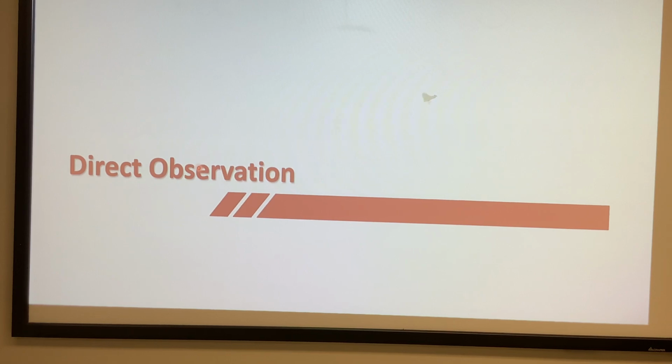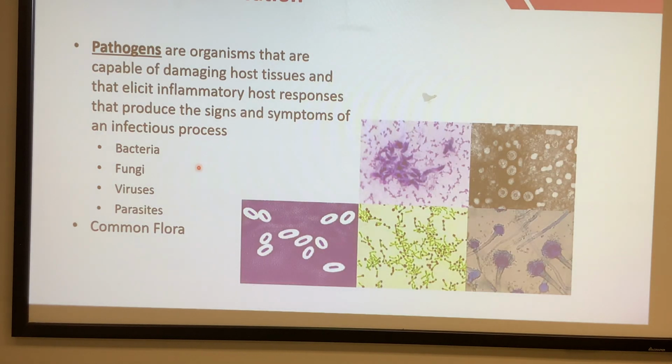Okay, so once I decide my patient definitely has some inflammation or infection going on, what I want to do next is order lab tests to find out what organism is causing the infection, right? So the most important thing is, if I can see them directly, that would be perfect. So direct observation, and I'll keep touching on that.